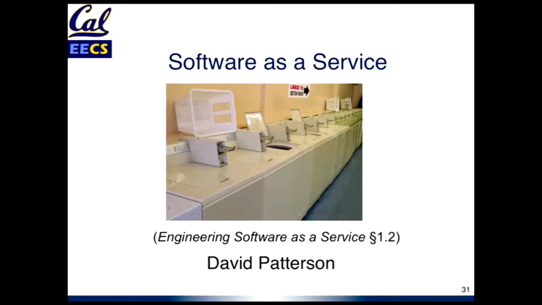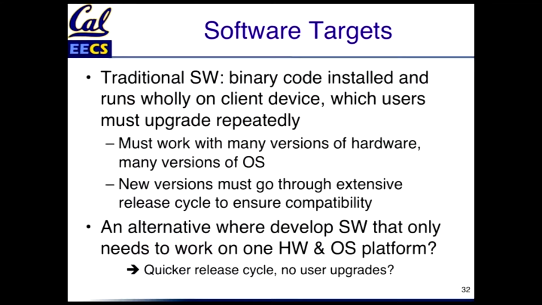So here's what traditionally happens. You get binaries that you download on your device. They have to work with the right version of hardware and software. That means the developers have to take a long time to make sure the software runs with all kinds of combinations of operating systems and hardware devices.